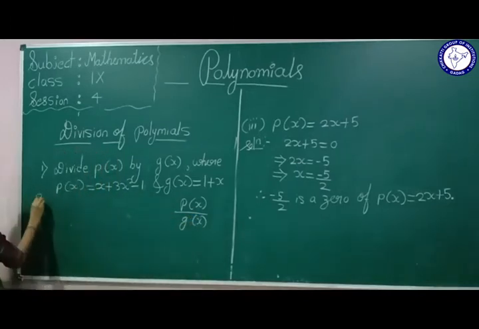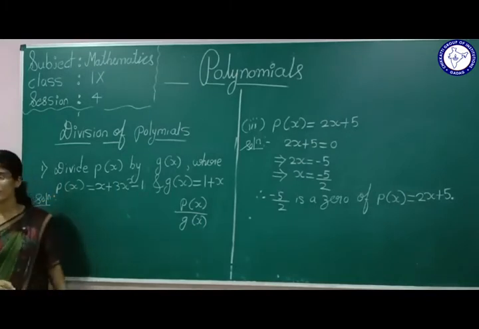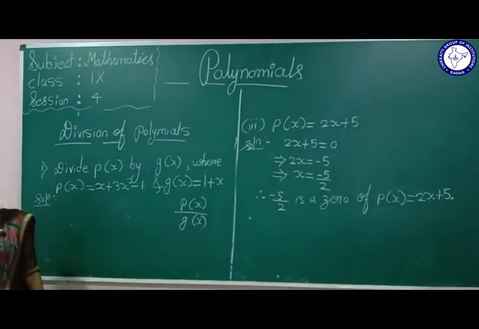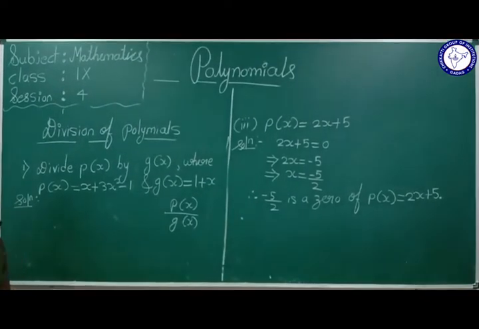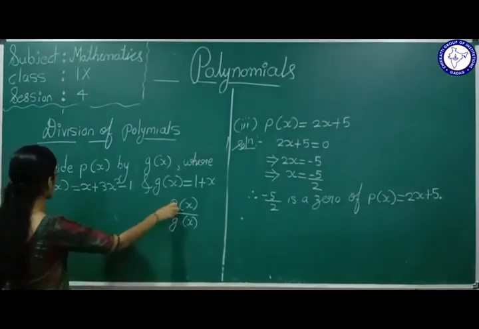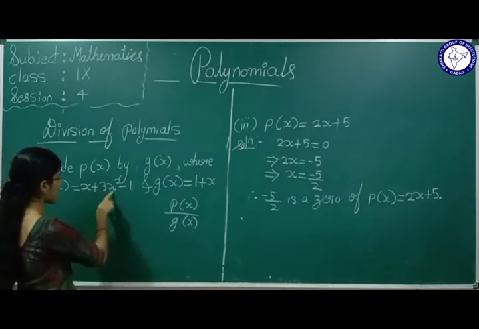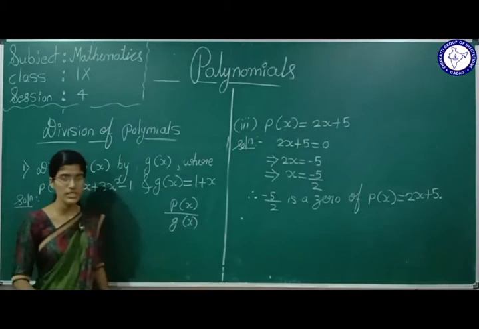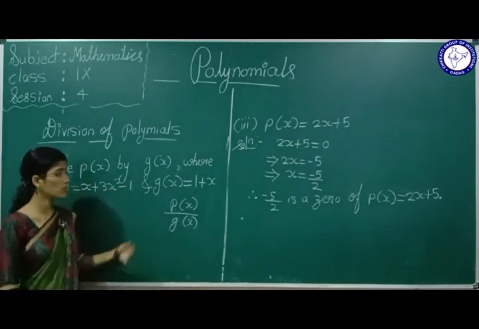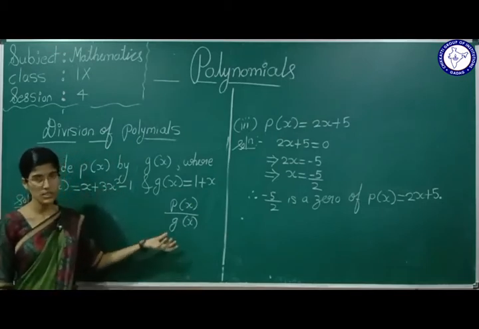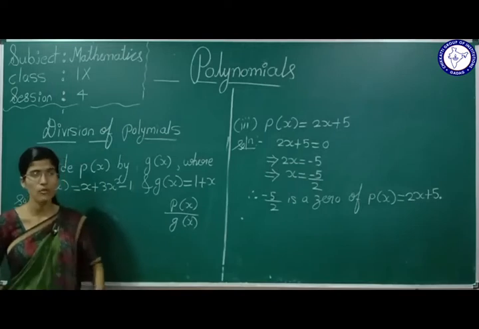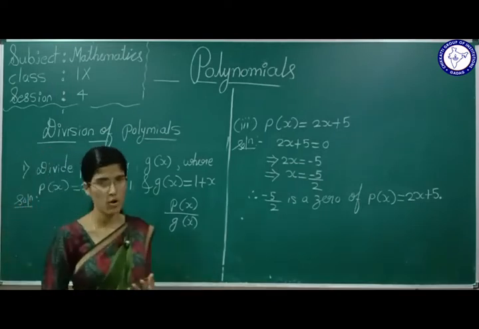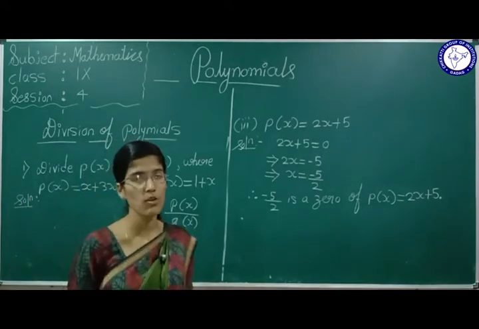See the solution. Now see here, p of x is one polynomial, that is x plus 3x square minus 1, and g of x is 1 plus x. Now I am going to tell you how to divide a polynomial by a non-zero polynomial.